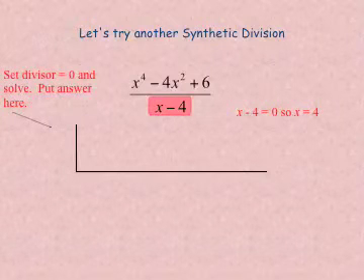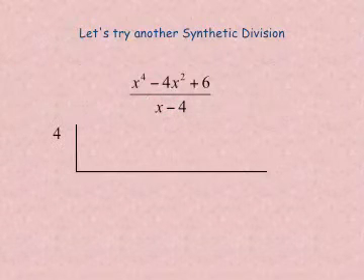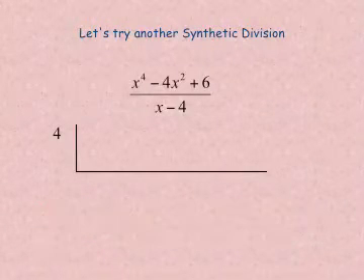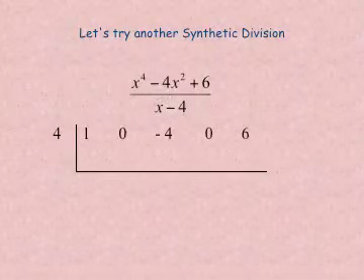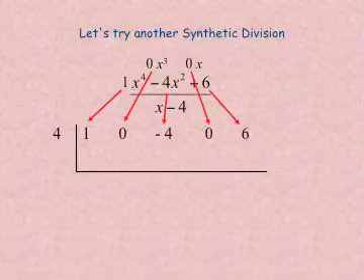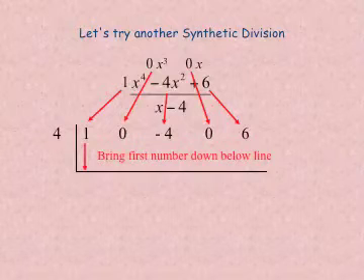We'll set the divisor equal to 0. Place our answer outside of the L. List all of the coefficients and the constant. Note in this particular example, we're missing some terms. So we need to hold those places with zeros. The coefficients would be 0, and we need those placeholders. Then we'll start our process.